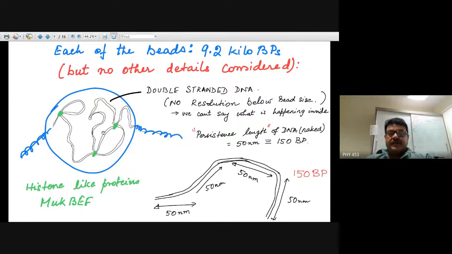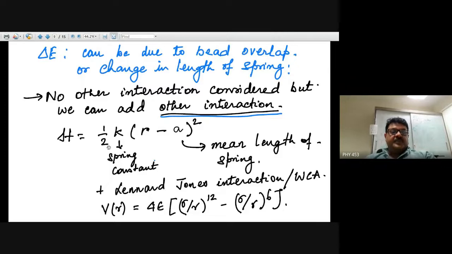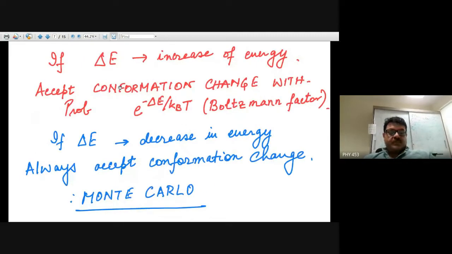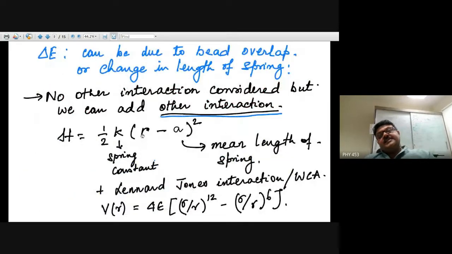So the Hamiltonian of the system would be half kappa r minus a whole square. Actually there should be a summation sign, but suppose you are just considering two beads, then r is the distance between the centers of the two monomers, and a is the mean length of the spring, right?